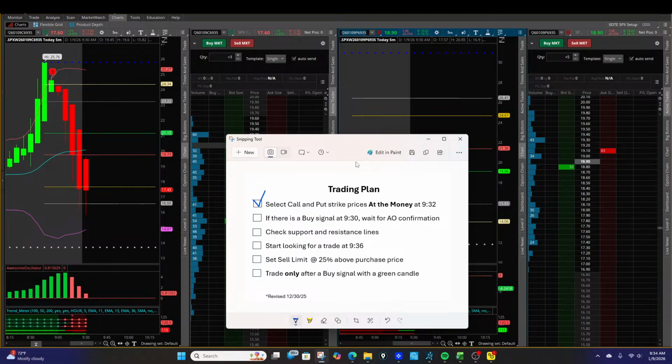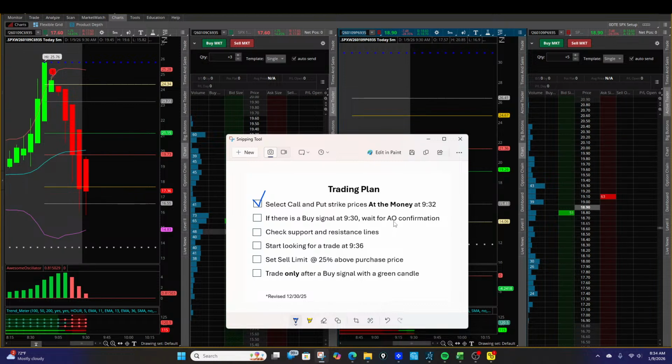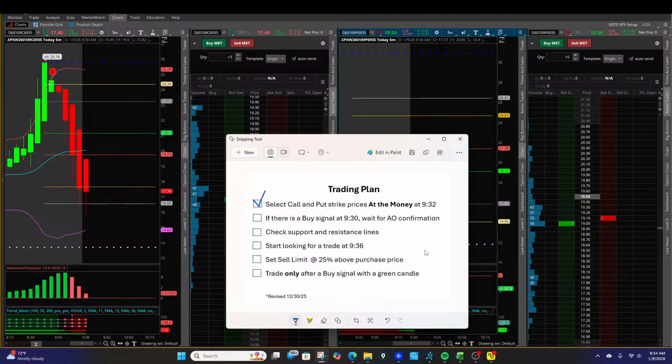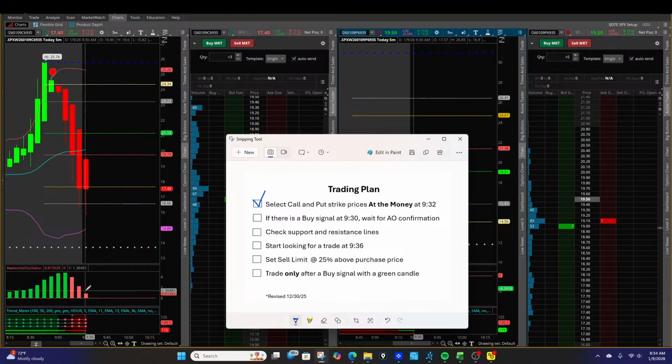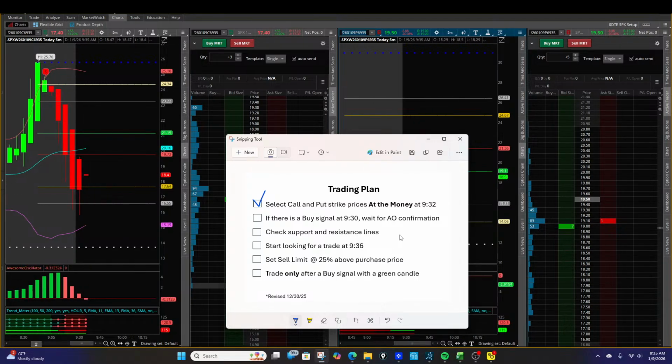Okay, now the next thing that's going to happen is if there is a buy signal at 9:30, I wait for AO confirmation. That's awesome oscillator confirmation. That's this right here. The awesome oscillator just tells about the momentum, the rise and fall of momentum, and you just want to avoid buying on a red bar because the momentum is headed downward that way, and you don't want to go downward. You want to go upward.